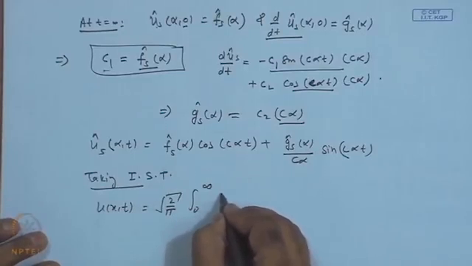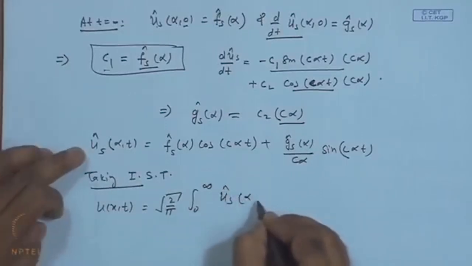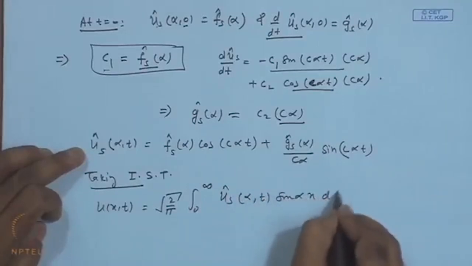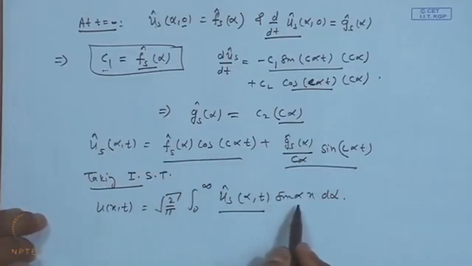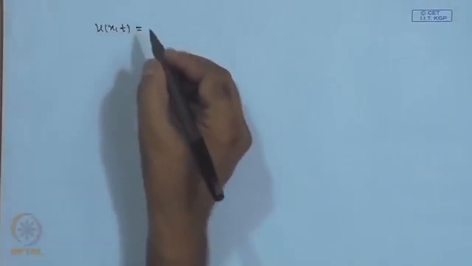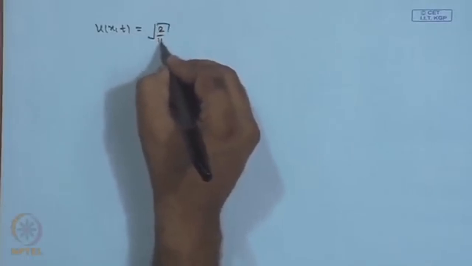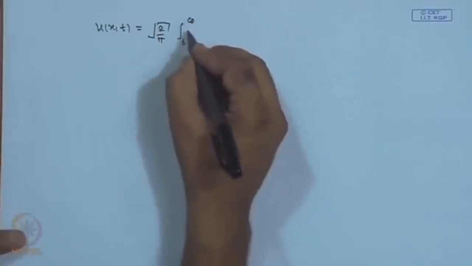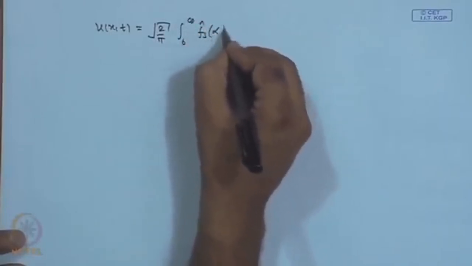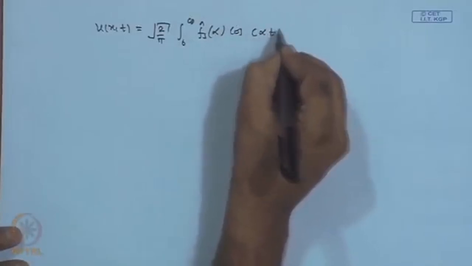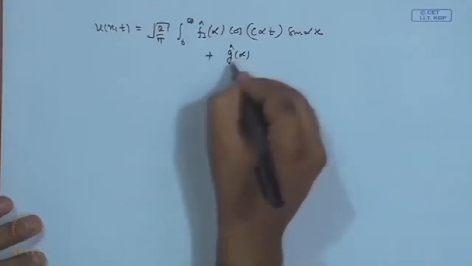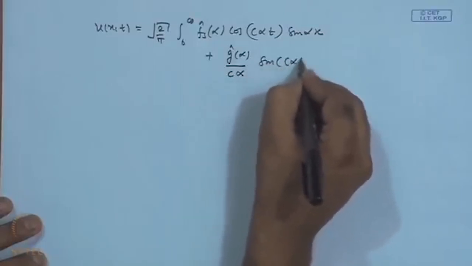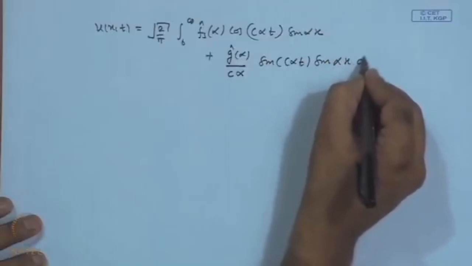So, we have û_s(α,t) sin(αx) dα. This is our û_s(α,t), multiplied by sin(αx). So, we write this now. We have u(x,t) as the square root of 2 over π, integral from 0 to infinity, of f̂_s(α) cos(cαt) sin(αx) in one term, plus ĝ(α) over cα and sin(cαt) sin(αx), then dα.